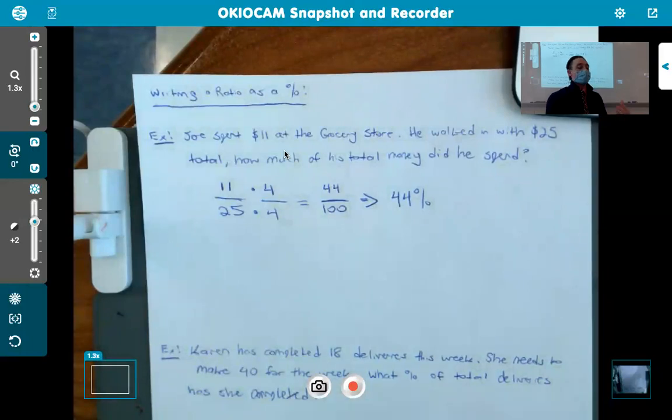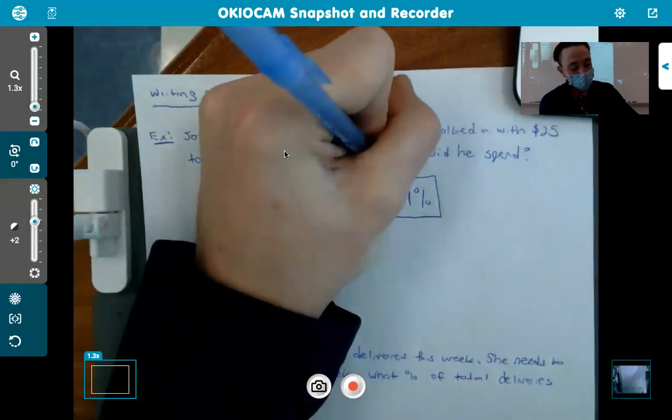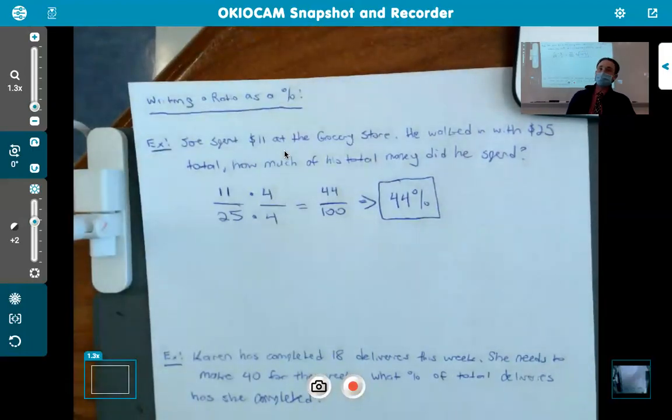So when we're being asked, what's the percentage of his total money that he used versus how much he walked in with? Well, we would say that if he spent $11 out of the 25, he spent 44% of the total money he had. Okay. So like I said, taking percentages and now relating them to some real world problems. And this would be our answer. Any questions about that first example?